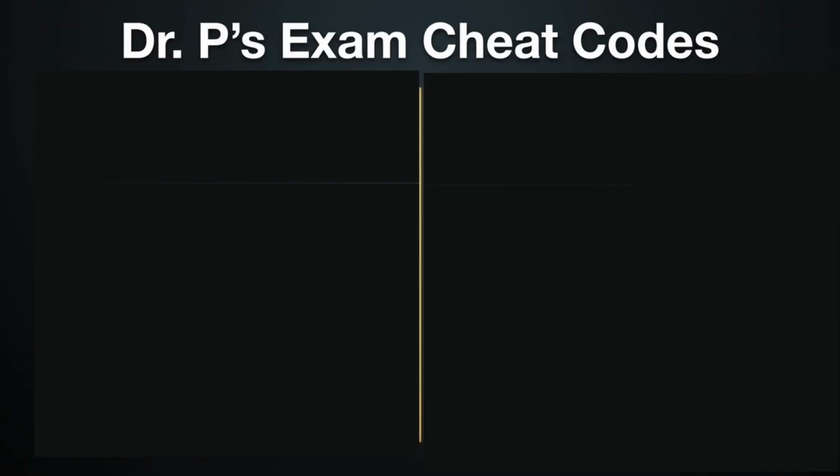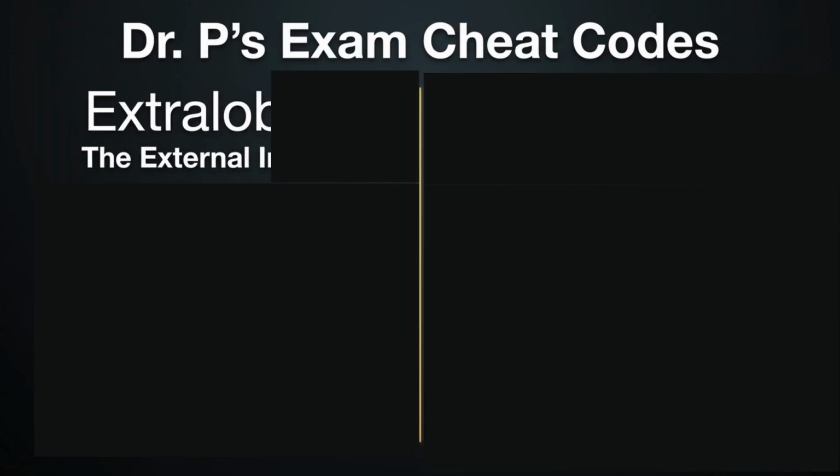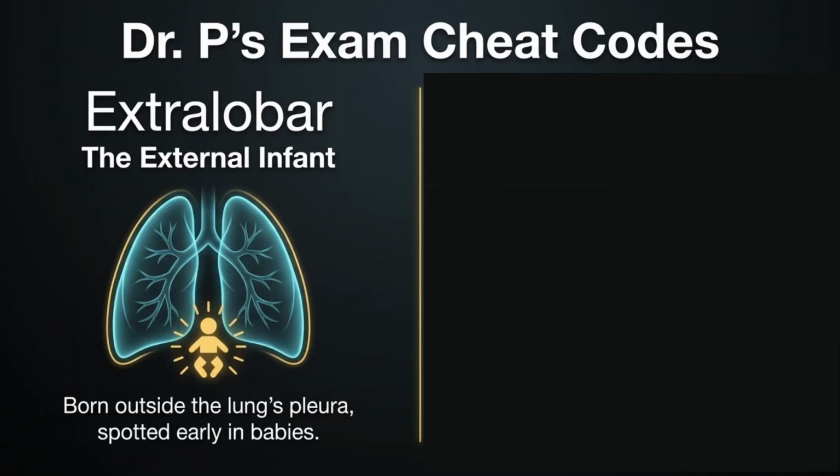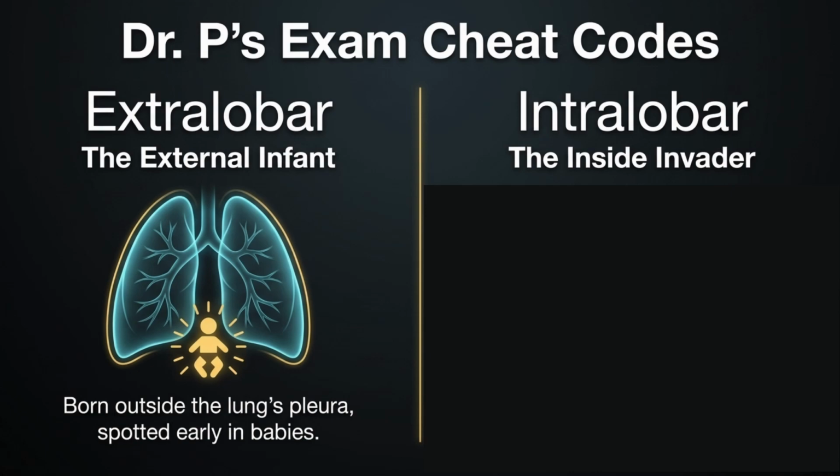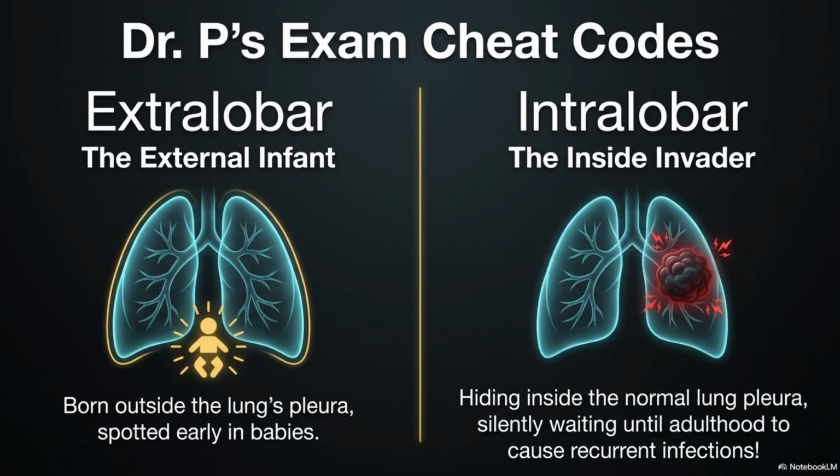To make sure you never forget this, here are Dr. P's exam cheat codes. Extralobar is the external infant. It is born outside the lungs pleura and is spotted early in babies. Intralobar is the inside invader. It is hiding inside the normal lung pleura, silently waiting until adulthood to cause recurrent infections.